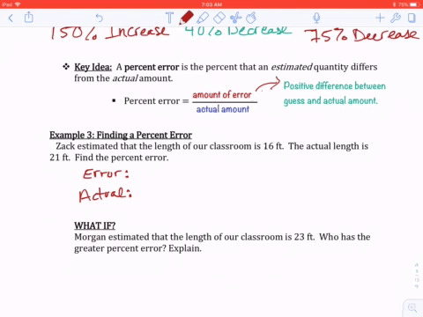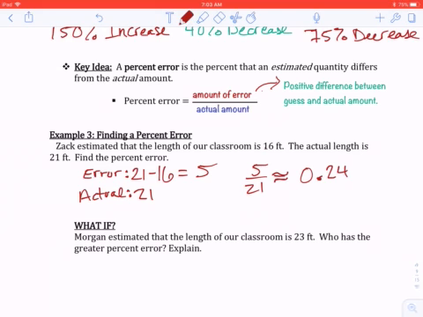So for the error, we have 21 minus 16 because we want the positive difference. So that's a difference of 5, and then it was said that the actual length was 21. So for the percent error, just take the 5 over the 21, and this one does give you a long decimal, so I'm going to put about equal to 0.24. If you end up with a long repeating decimal, again, just round it to the nearest hundredth. Okay, so 2 decimal places.